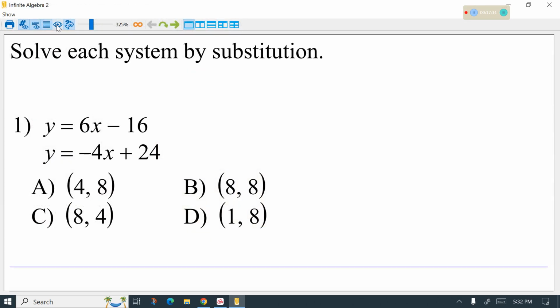Go ahead, pause the video. Try to find this by process of elimination. All the numbers are positive, so that should help you out a little bit. I'm going to reveal the answer in 3, 2, 1, and there you go. 4, 8 is the answer.